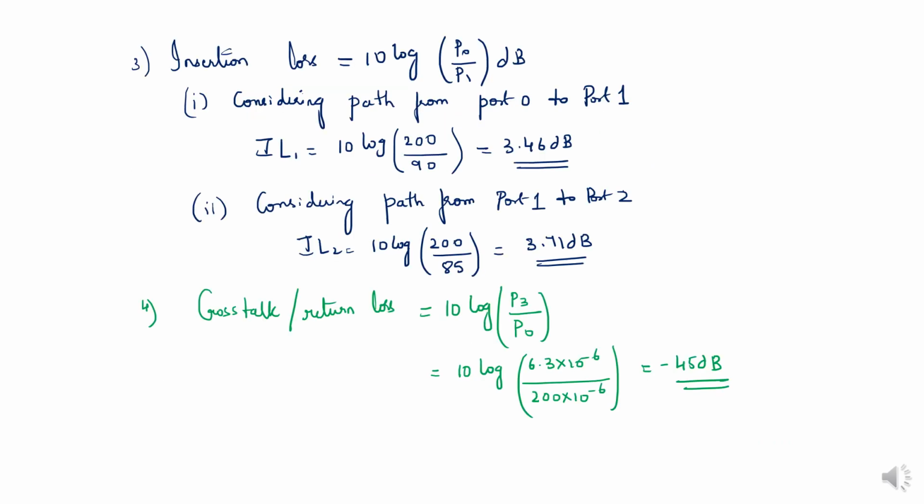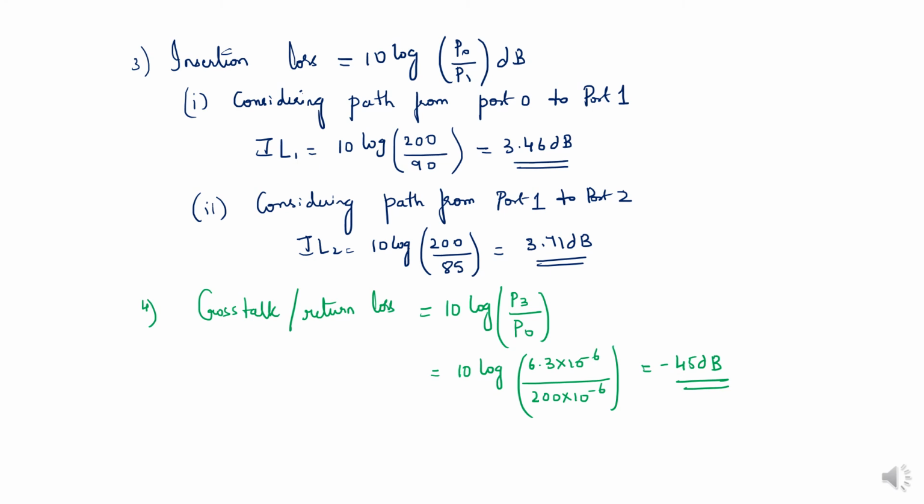If they ask for insertion loss, it is 10 log of Pi by Pj in general. Here we are considering 10 log of P0 by P1, where P0 is the input port and P1 is the output port. We substitute the values accordingly and we get 3.46 dB.